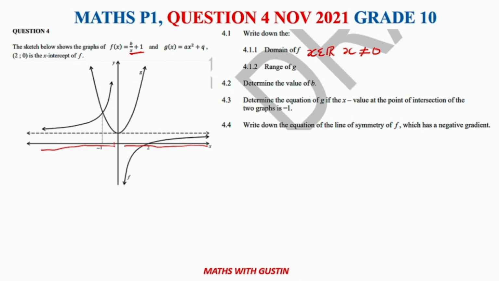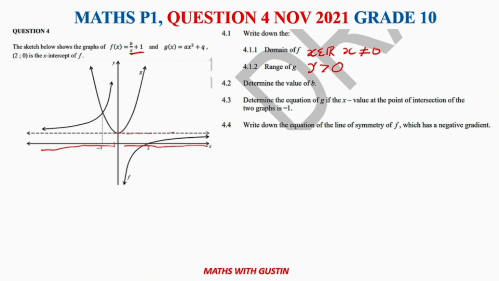Moving right along, what is the range of g? I see there's a value here, which happens to be the line of asymptotes. So what is the range of g? For 4.2.1, the range of g, you can say, is anything of y greater than 0. The y value is anything greater than 0, which gives us the range of that graph.